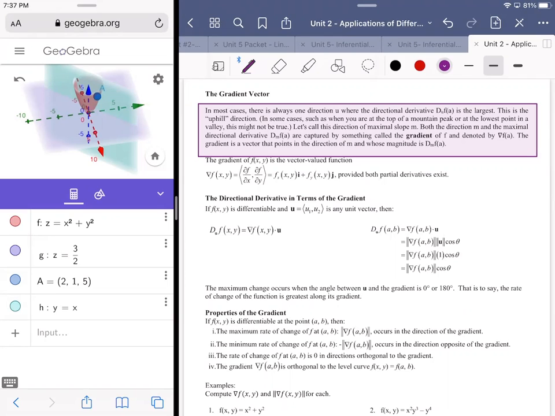So when this individual said, and I just copied it, in some cases, such as when you're at the top of the mountain, this might not be true. It's not that there's no slope there. It's just that you're already at the top. There's nowhere to go. You've already reached the apex. Right? Let's call this direction, the direction of maximal slope. Both the direction m and the maximal directional derivative are captured by something called the gradient. All right, and it's denoted by this upside down triangle.